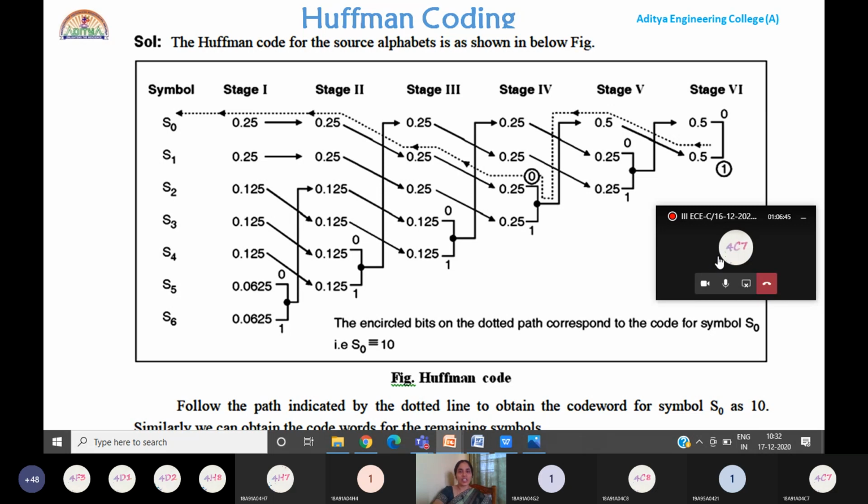So now I request any other student to please tell me the code word for S1. S1 path is from stage 1 to stage 2, no change. Stage 3, it has moved down. Stage 4 moved down but assigned with value 1. And this combined value is moved to stage 5, so no assigned value. And it is moved to 0.5. It has assigned value with a value of 1. So can any one of you tell me what is the code word for S1?